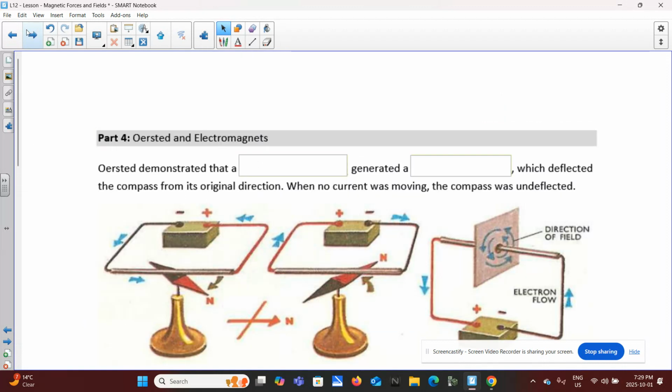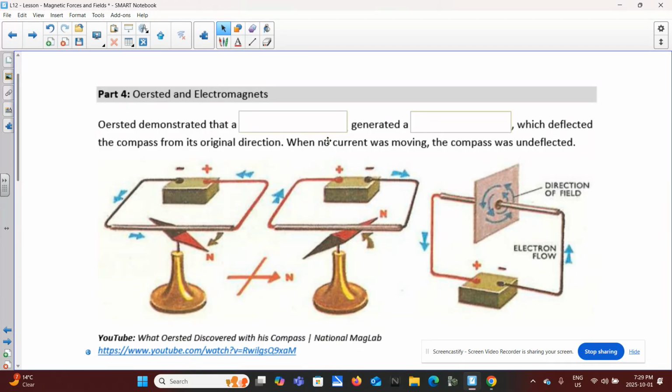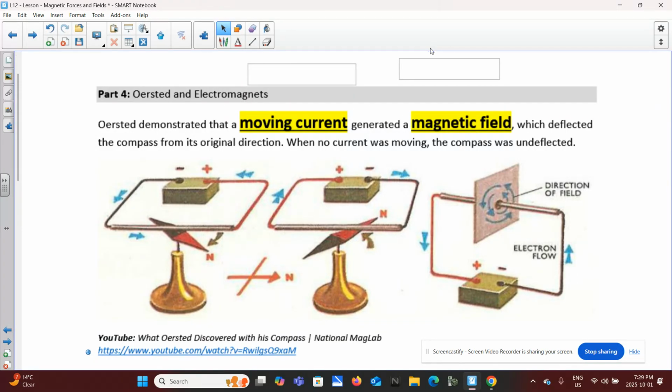Oersted. Now we're going through this pretty quickly, but ideally, like I said, lots of demos if this is happening in class. Oersted demonstrated that a moving current generates a magnetic field which deflects the compass from its original direction. When no current was moving, the compass was undeflected. As soon as the current runs, all of a sudden the compass deflects, and the direction of deflection is based off the direction the current's flowing.